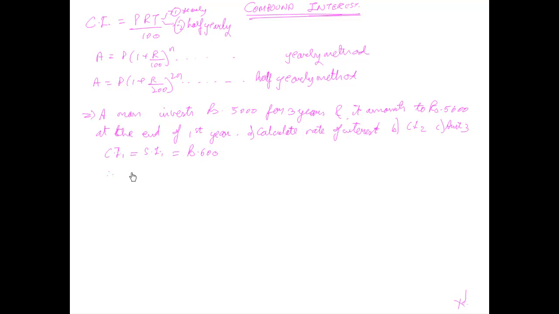Then children, with the principal being 5,000, we can do CI1 is equal to PRT upon 100 to get the rate. That's 600 is equal to 5,000 into rate into time, which is 1, upon 100. This cancels with this, and this cancels, just to give you 12%. Rate is equal to 12%.